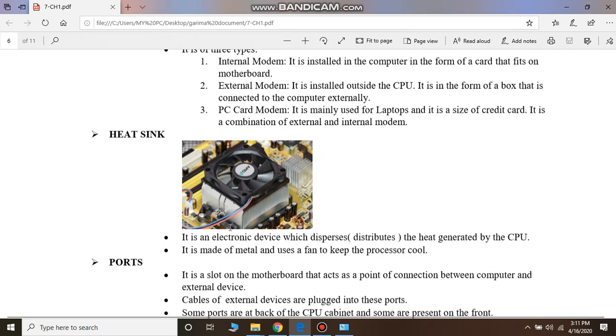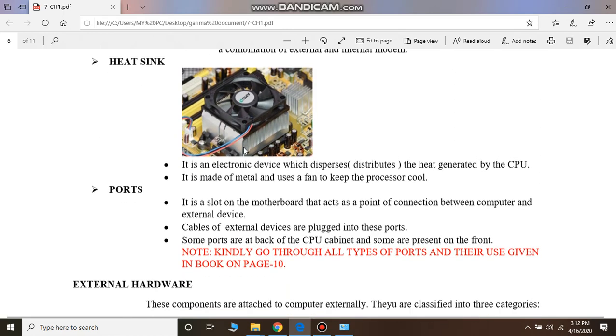Just see this image. This is a fan and below it is a heat sink. What is this fan doing? It is dispersing the heat and cooling the processor so that the processor doesn't heat up. If excess heat is generated, it can damage your CPU or any other component. So the task of the heat sink is to cool the processor and distribute the heat which is generated by the CPU.